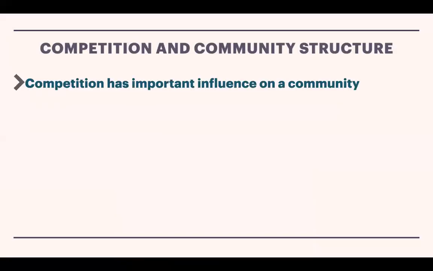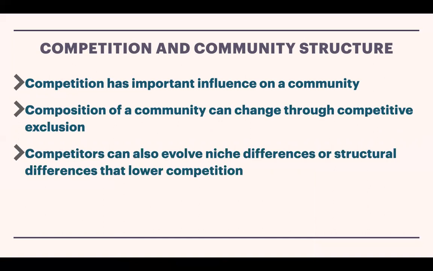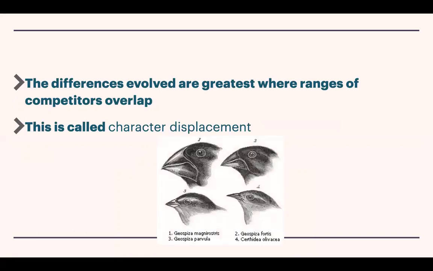Okay, the reason why competition is so important is because it literally structures the community. So we have competitive exclusion. Competitors can also evolve niche differences or even structural differences. Yes, you can actually adapt and evolve as a species to form literally different physical structures. Where the ranges of competitors overlap is where you have the biggest differences. That's called character displacement. So here we have these birds.